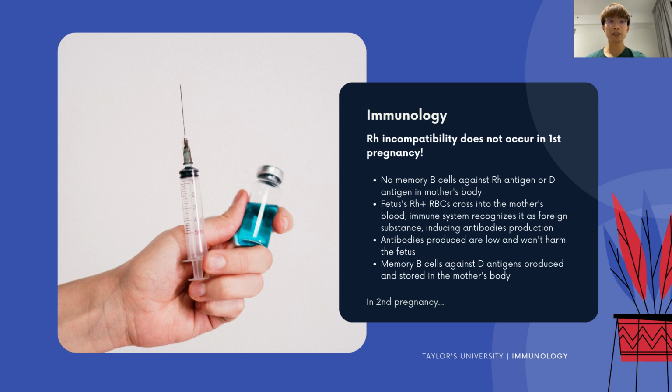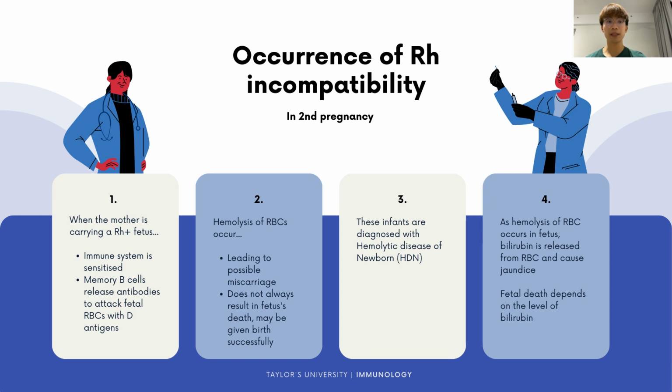However, the antibodies produced during the initial encounter with the D antigen are relatively low and generally do not harm the baby. Additionally, memory B cells against the D antigen are produced and stored in the mother's body, preparing for future pregnancies. The onset of rhesus incompatibility typically begins in the second pregnancy. When the mother carries a rhesus-positive baby in a subsequent pregnancy, her immune system becomes sensitized. Memory B cells will release antibodies to attack the baby's red blood cells that have the D antigen on their surface.